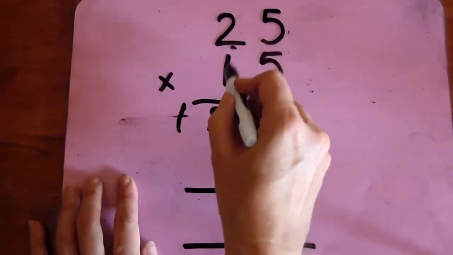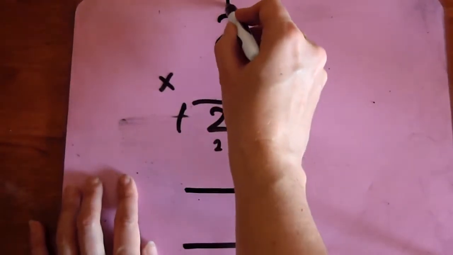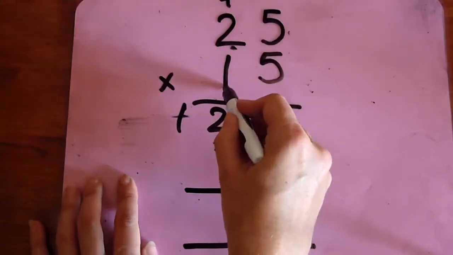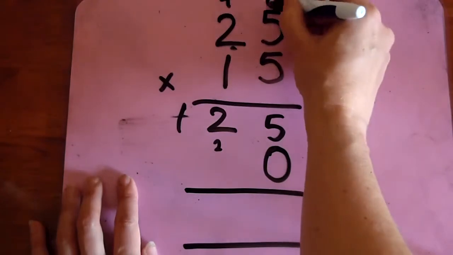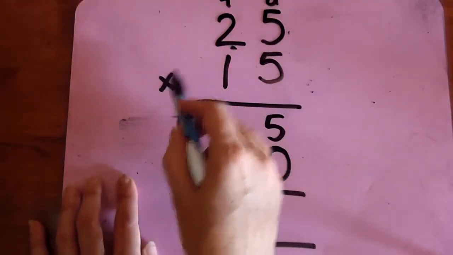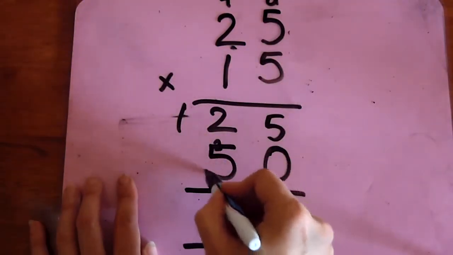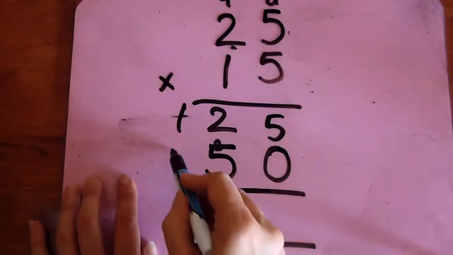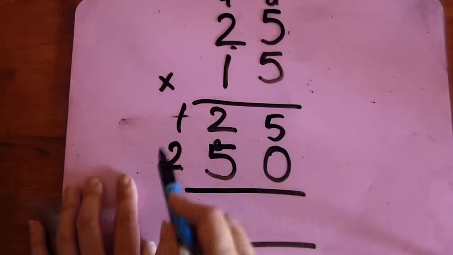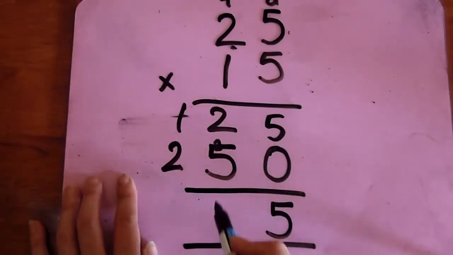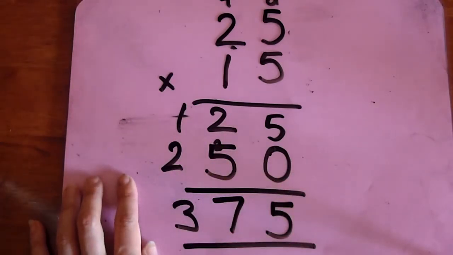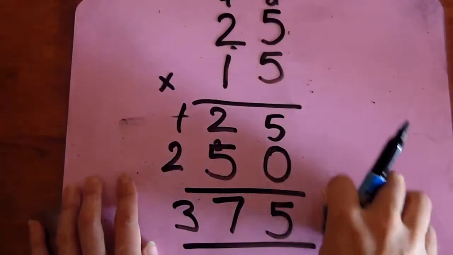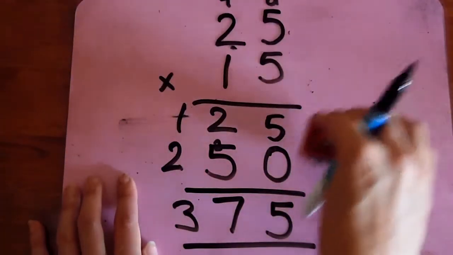Now we want to go to the next column, and because this is the tens column, we have to put a 0 in our units column. That's the units column. Now 1 times 5 is 5, 1 times 2 is 2. And now we've got those two numbers, we just add them together. 375.